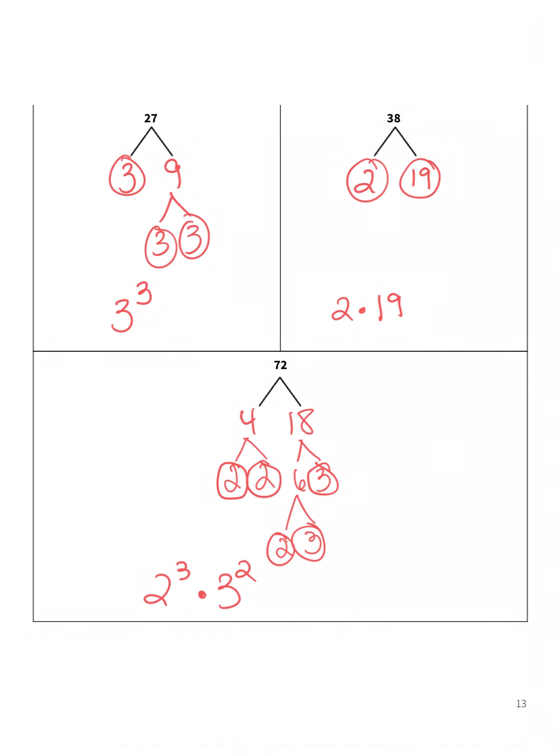Now, 72, there are many different ways you could have started this. I started with 4 times 18, and then I broke it down into my prime factors. And I ended up with 2 times 2 times 2, 2 to the third power, and 3 times 3, 3 squared. If you did this incorrectly, please fix your work before you go to the next page.